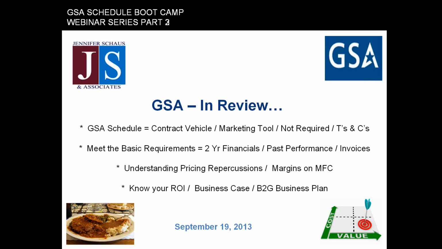Another comparison that I'll use is that 50% of marriages end in divorce, and right now, 60% of GSA schedule holders are not meeting the sales quota, which is $25,000. So that means you need to bring in $25,000 of sales through your schedule. If you don't meet that requirement, they will cancel your schedule.